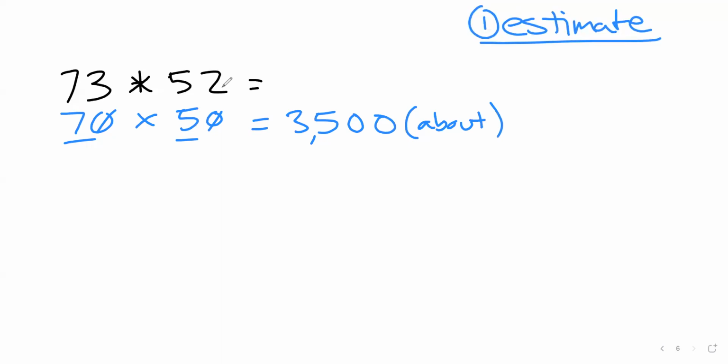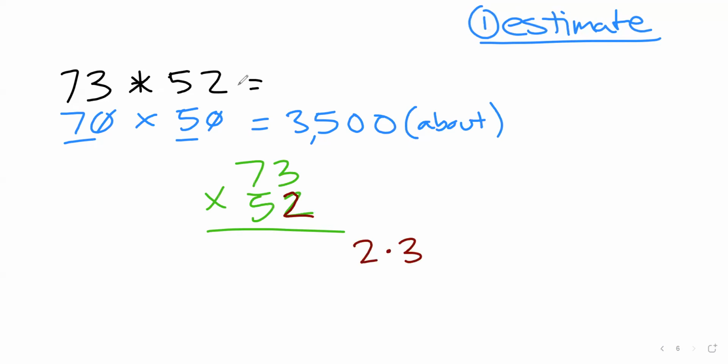Okay, so now we're going to stack them. We're going to go 73 times 52, and I'm going to multiply my parts. So again, remember, here are the parts. 2 in the ones place times the 3 in the ones place in 73. 2 in the ones place times the 70 in 73. Then I'm going to go over and do the tens place in 52. I'm going to say 50 times the 3 in 73. And I'm going to say 50 times the 70 in 73. And then we're going to solve this.